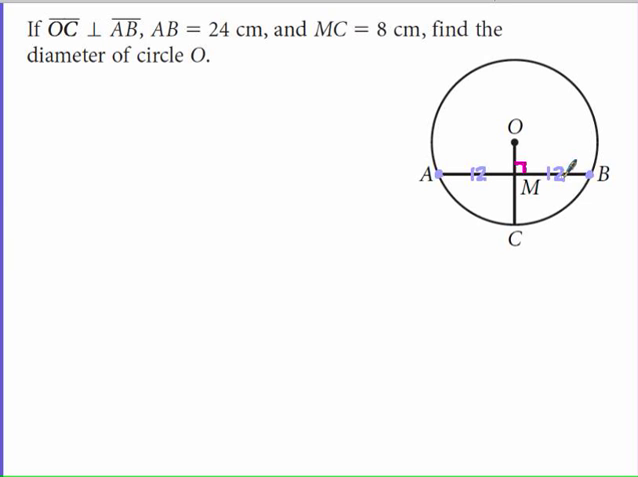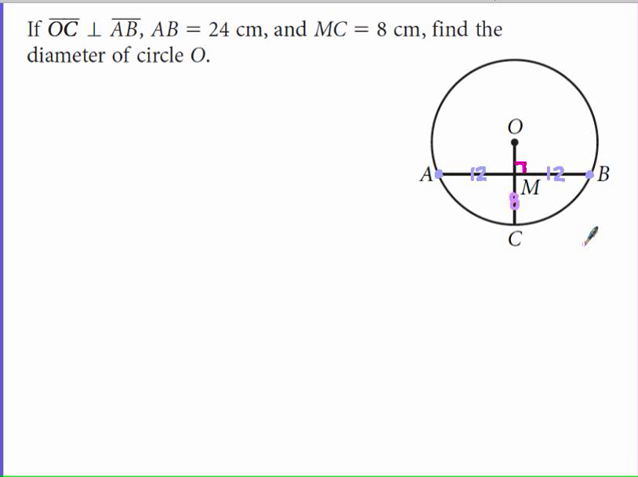MC is 8. So that means this here is 8. Now that doesn't mean that OM is 8. Okay, understand that just because MC is 8 doesn't mean that OM is 8. And in fact, if you look at it, it doesn't even look like it's 8. Okay. And we need to find the diameter of circle O. So basically, if we find the radius, we can just take it times 2.